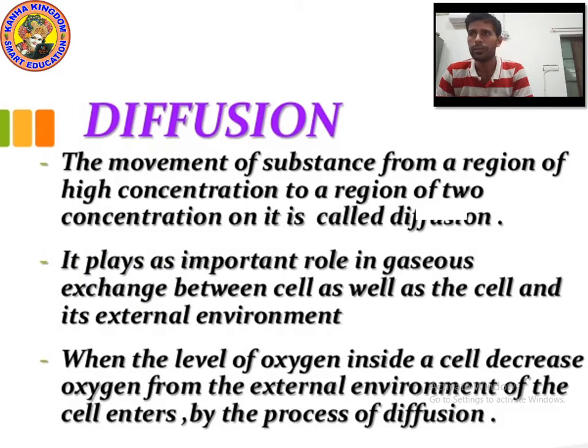When the level of oxygen inside a cell decreases, oxygen from the external environment of the cell enters by the process of diffusion. Okay, now let me show you the picture of diffusion, a rough diagram. Let's move on to the next point.